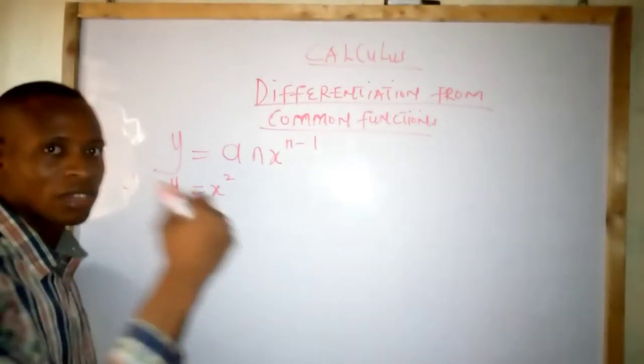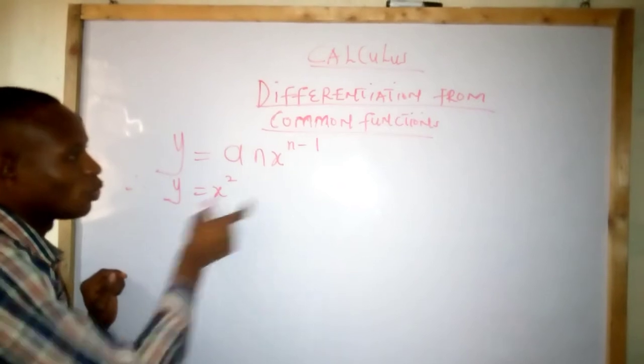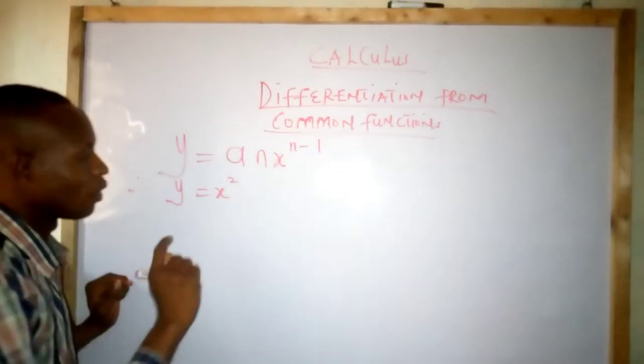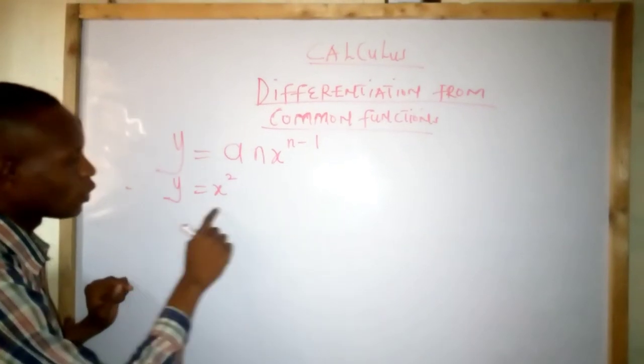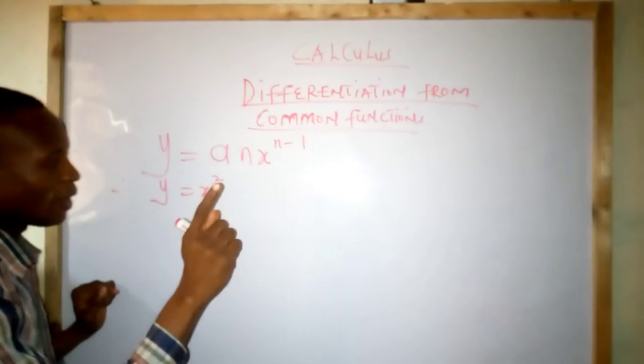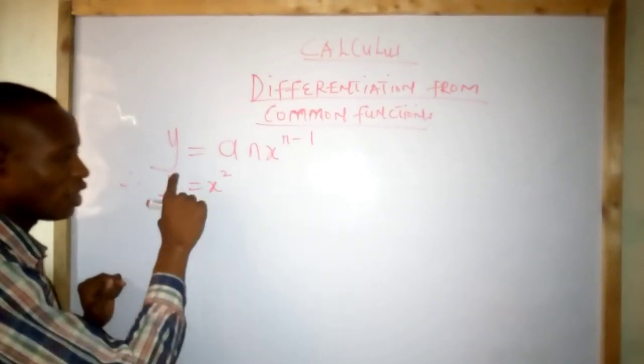Therefore, let's assume we are given y equals x squared. In my last video, I did this example using first principle. You can visit that channel and cross-check. If you solve this with this general rule, you are going to arrive at the same answer as the first principle. Now, given y equals x squared, how do we get dy/dx? Remember, I didn't say p and q, because I don't have p and q. I have y and x.